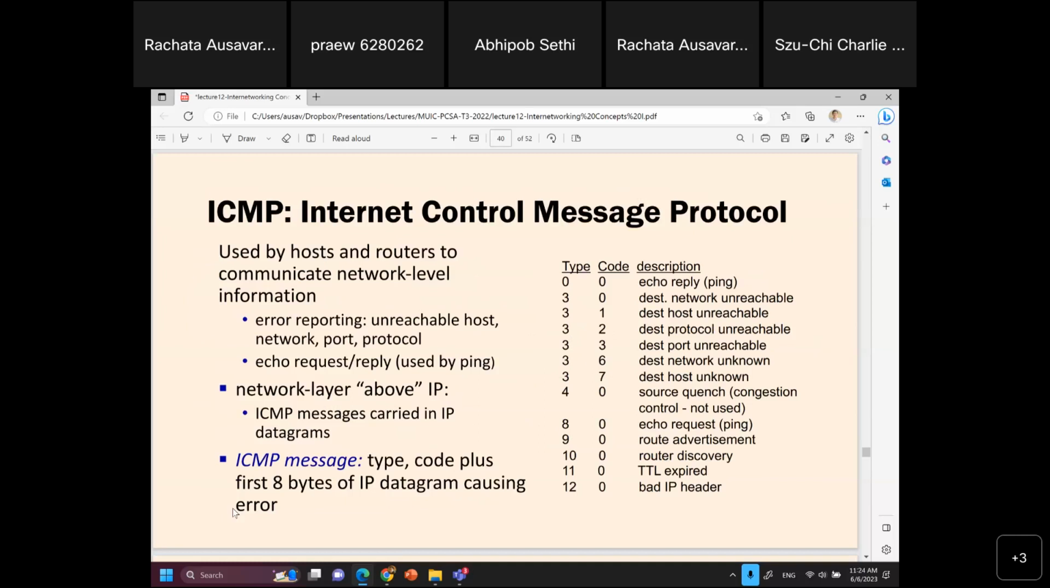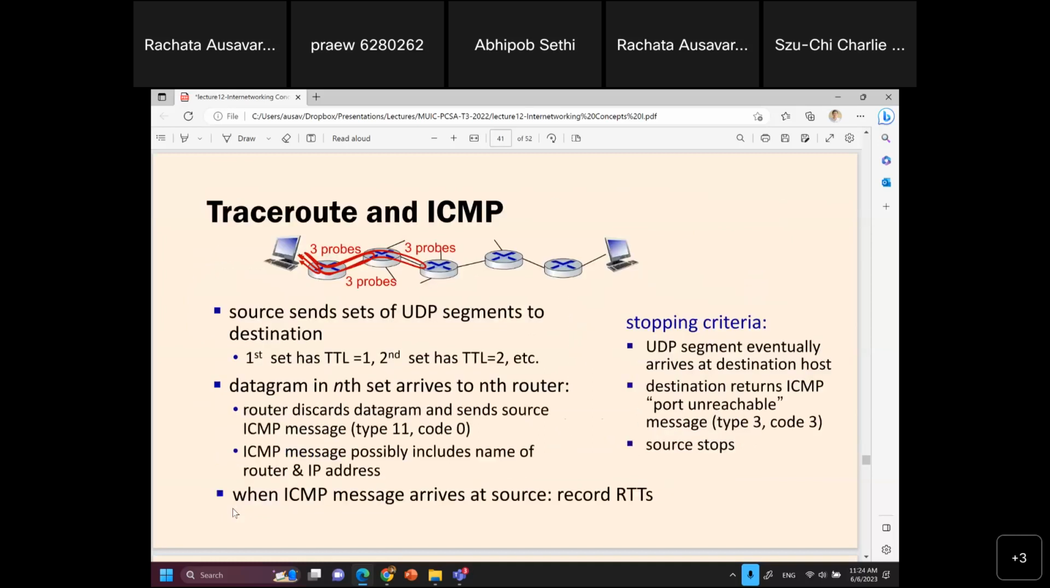An ICMP message will have the type, which is the first column, plus the code, which is the second column, and the first 8 bytes of the IP datagram that caused the error. So you know who caused the error and what the error is. What goes on from there, you figure it out, but the router connects to you and says, hey, this guy caused an error and here's what happened. You can also do this, like, let's say I have a source that sends a UDP segment to the destination, right?